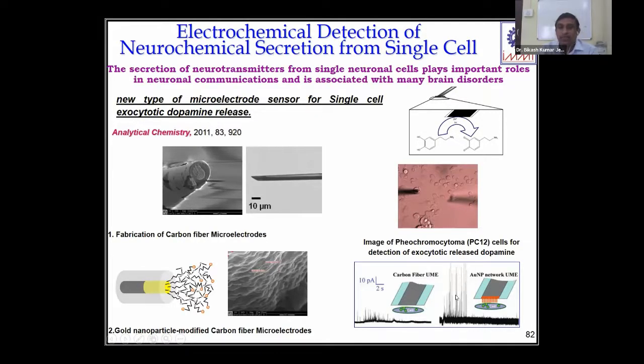From this current signal, we can understand how much dopamine is released by these cells. Based on that, you can prescribe the drug to increase or decrease the concentration of dopamine. So that is the importance of using the gold nanoparticle modified electrode for the electrochemical sensing of neurotransmitters.